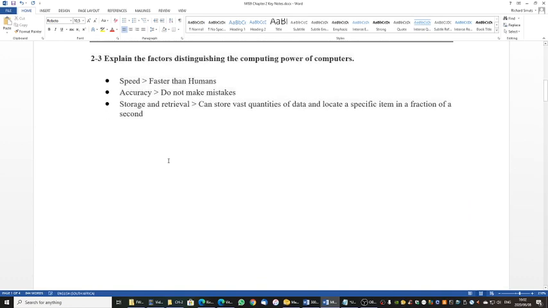If we have a look at the factors distinguishing the power of computers, why is a computer such a powerful device? It is much faster than humans. It is accurate. It does not make mistakes. And if we look at storage and retrieval, we can store huge amounts of data, and we can locate that item in a fraction of a second. And that is what makes the power of computers better as opposed to humans.